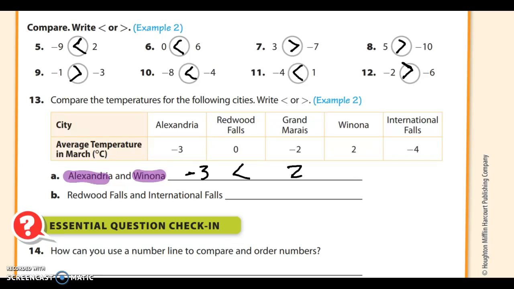And then on the next one, Redwood Falls and International Falls. Redwood Falls is 0, and International Falls is -4, and 0 is greater than -4.